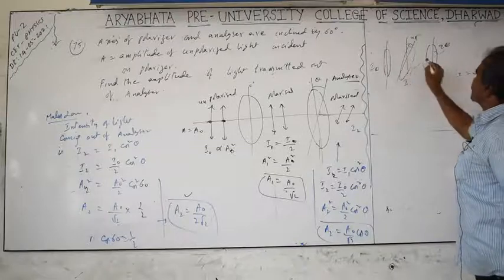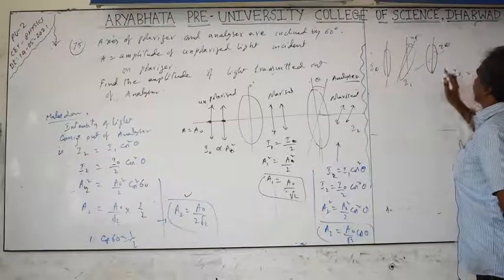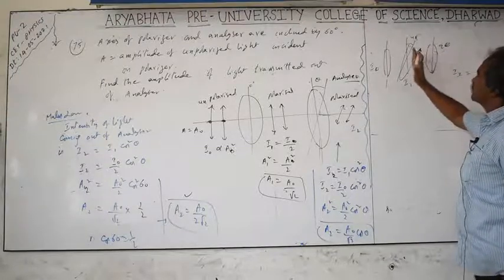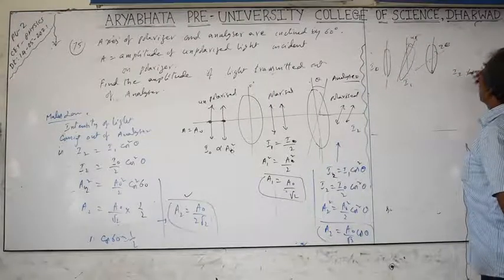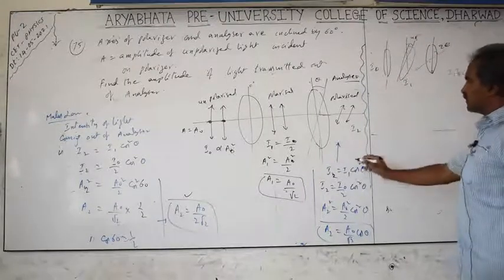When only these two are there and theta is 90 degrees, the intensity is 0. But whenever a third polaroid is introduced in between, the intensity of the transmitted light out of the complete system is not equal to 0. Again you have to take the help of Malus law.